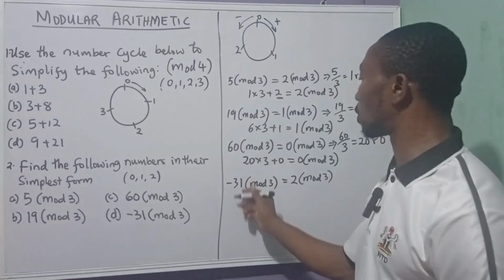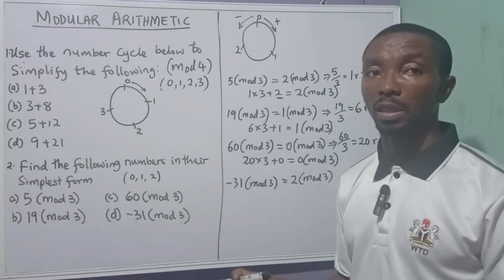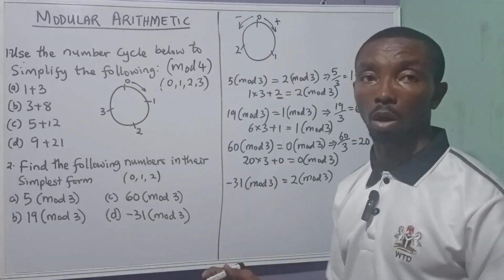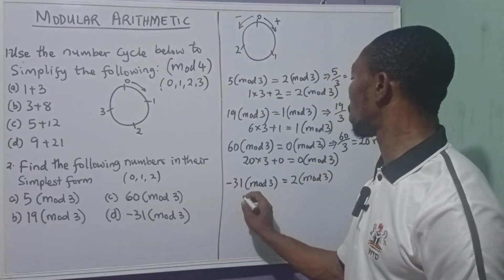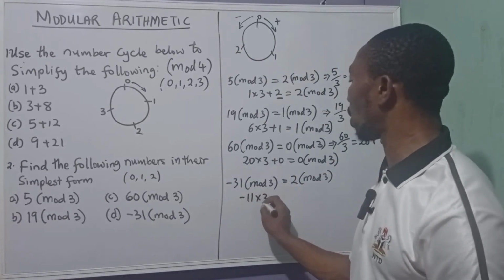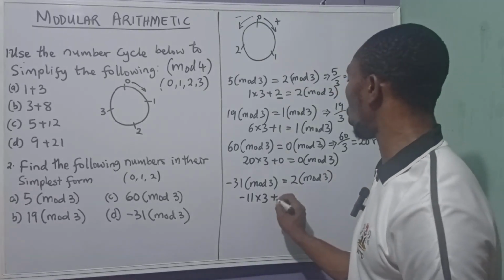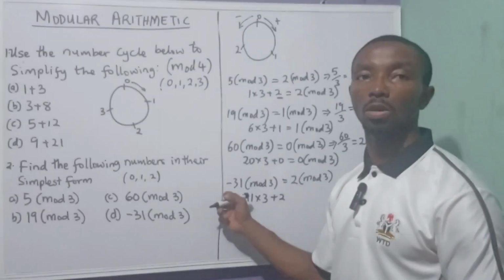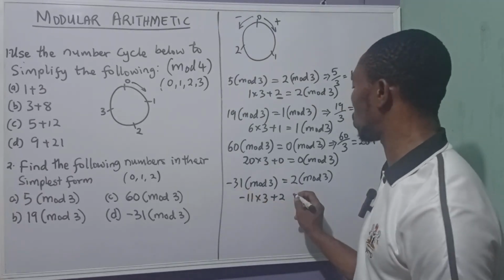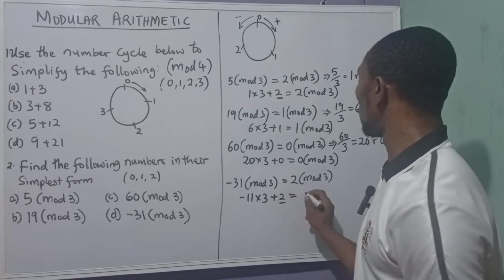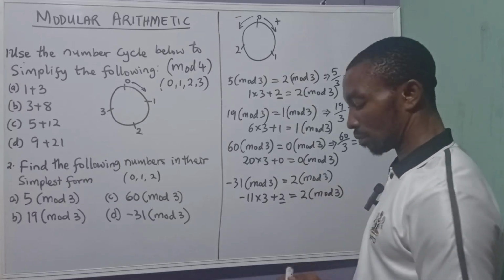Now using the formula, we look for what number we are going to add up to give us 31. 10 times 3 positively gives us 30 plus 1, 31. But since this is a negative, we are looking at a higher number. So we are looking at minus 11 times 3, which gives us minus 33. Minus 33 plus 2 gives us minus 31. So since this is the remainder, we have 2 mod 3.